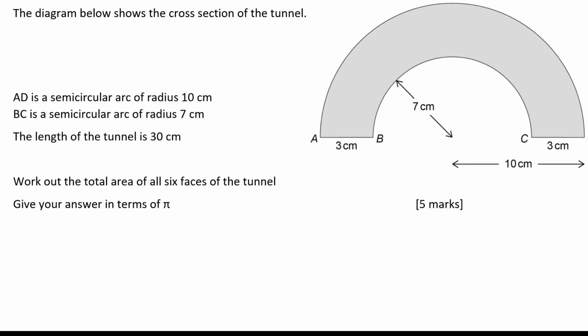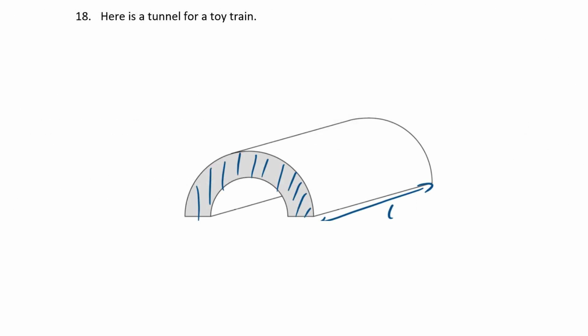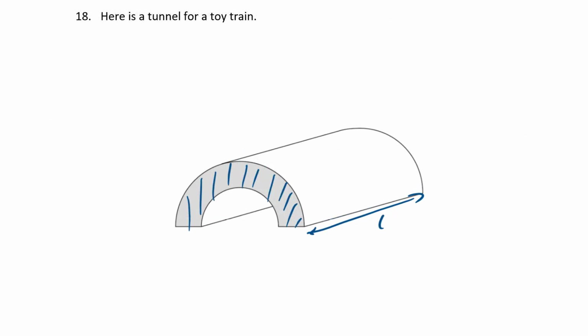Give your answer in terms of pi. Oh, so they want the surface area here, not the volume. That's going to be fun. So it says there are 6 faces. It tells us in the question. Where are those 6 faces? Well, we're going to have this front face here, aren't we? Which is going to match up with a similar back face at the end there. It's going to be exactly the same.